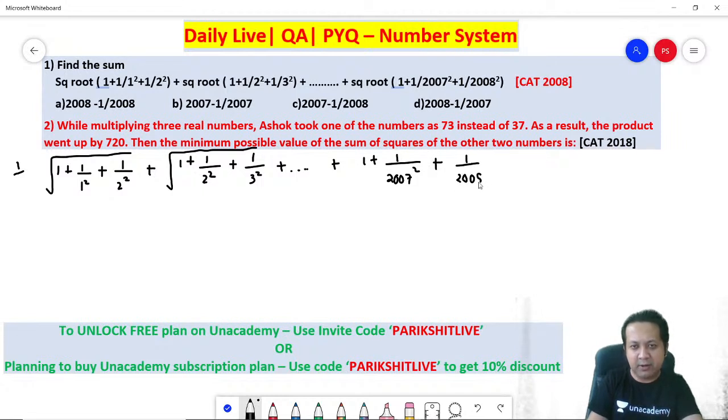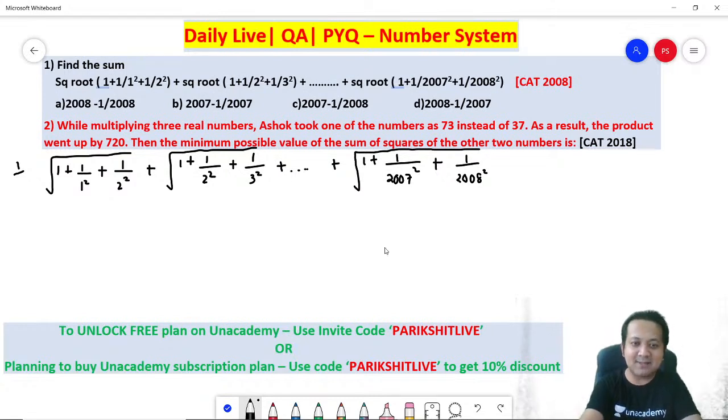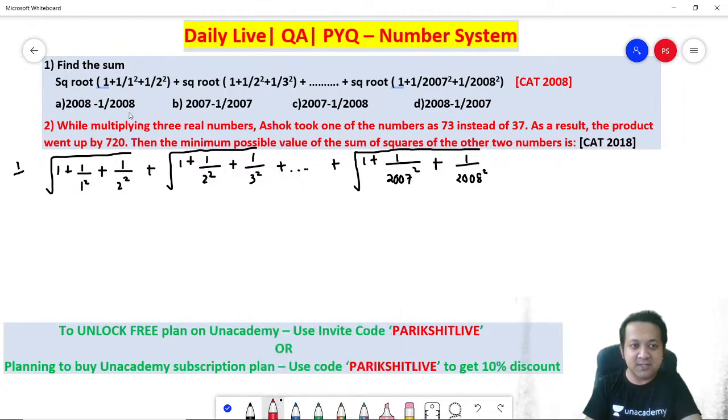Now think about it. You have the answer options in place. This question can become really difficult if you do not apply unorthodox ways of solving it. Look at the answer options. Every answer option has two terms, 2008 and 2007. 2008 is the last term and 2007 is the second last term of the question. Do you agree? So let's say you want to change the question.